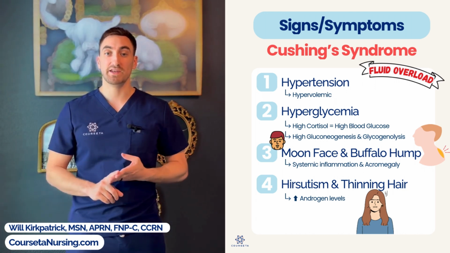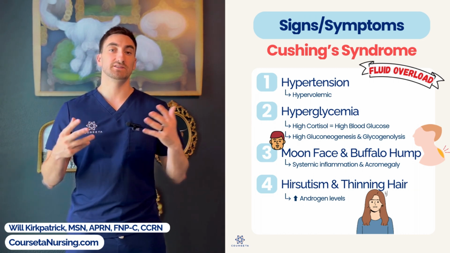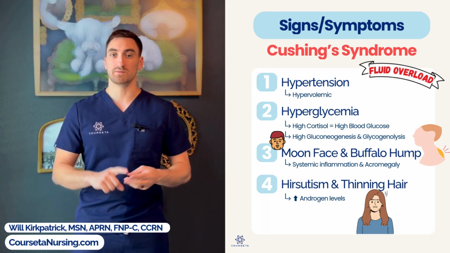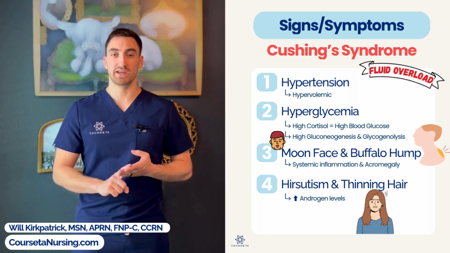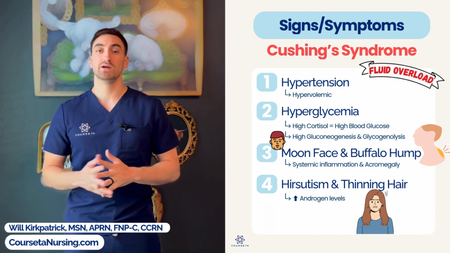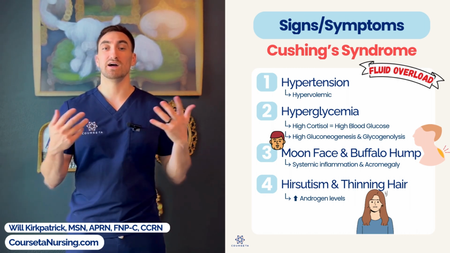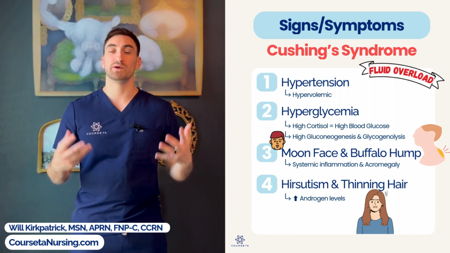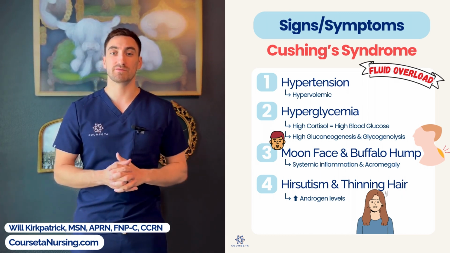And of course, they have thinning hair. So especially with women, these signs and symptoms are very obvious. So once again, moon face, hirsutism, buffalo hump, and thinning hair. You may ask, why are these signs and symptoms prevalent with Cushing syndrome? Well, once again, cortisol causes a lot of inflammation and of course fluid overload. So we have a lot of inflammation along with high fluid in our vascular space.